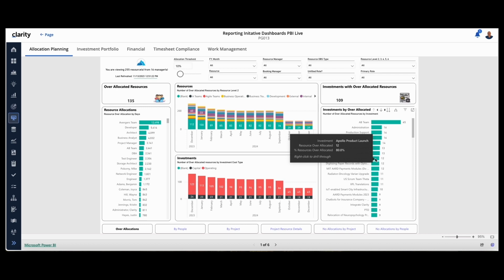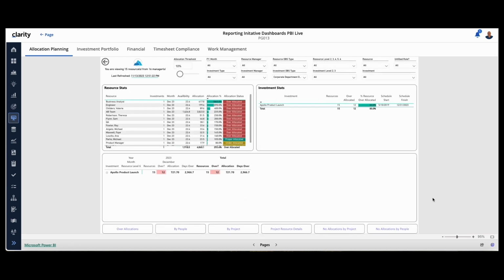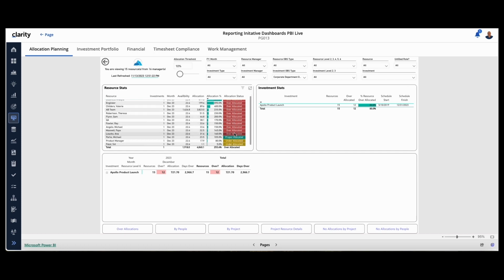As I hover over our Apollo product launch, I can see a few more pieces of detail about that. I can also drill down and get a highlight of just that particular project, or in this case, investment. Or I can drill through to more detail. As I drill through, I see that I have 15 resources from 16 different managers. Over on the left, it's giving me a set of instructions on what I'm visualizing. And quickly I can understand that I have a lot of overallocated folks.